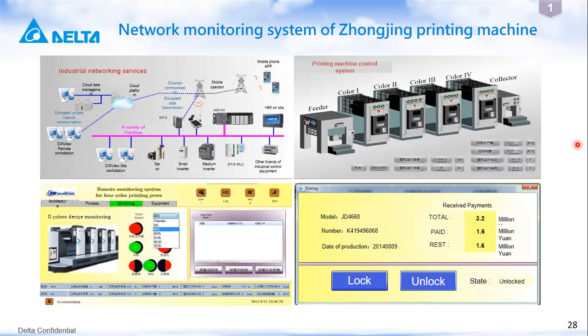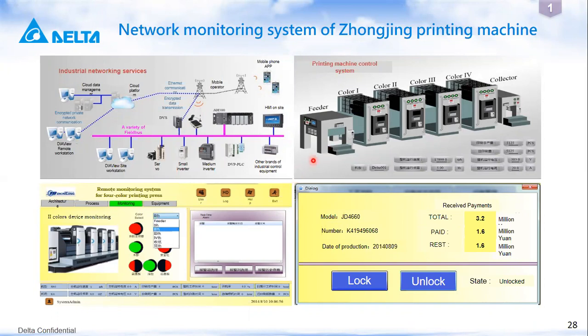Okay. So the first one is in China. It's monitoring all the printing machines, and because most of the machines are exported all over the world, the manufacturer wants to know the status of the machines. So they built a central system using the SCADA.